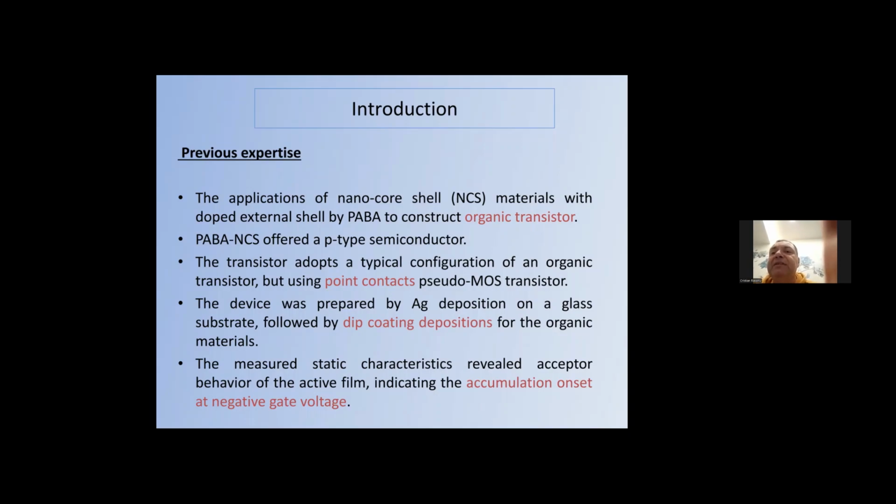And then we measured the static characteristic, and here is the proof. By measuring this static characteristic, we prove the acceptor behavior of this film for the p-type, meaning an accumulation onset conducted by negative gate voltage.